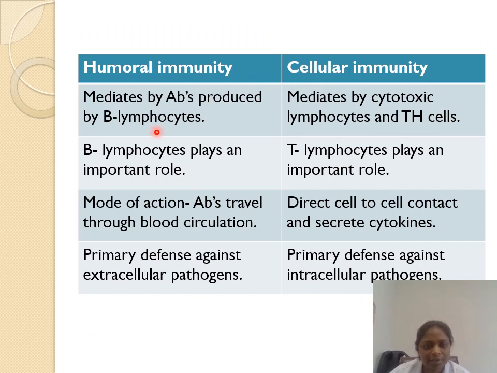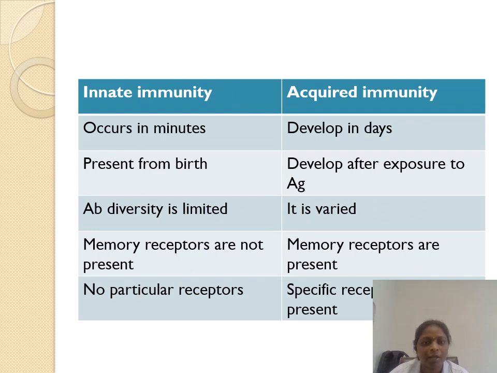What is the difference? Humoral immunity is mediated by antibodies, whereas cellular is by cytotoxic T lymphocytes. T lymphocytes play an important role in humoral immunity as well. The antibodies travel through blood circulation in humoral immunity, whereas in cellular immunity there is cell-to-cell contact. Humoral is the primary defense against extracellular pathogens, whereas cellular immunity defends against intracellular pathogens.